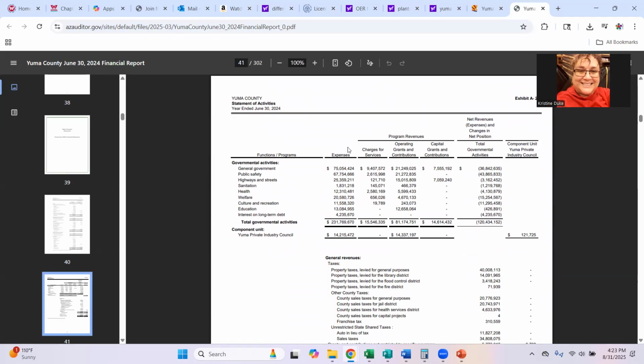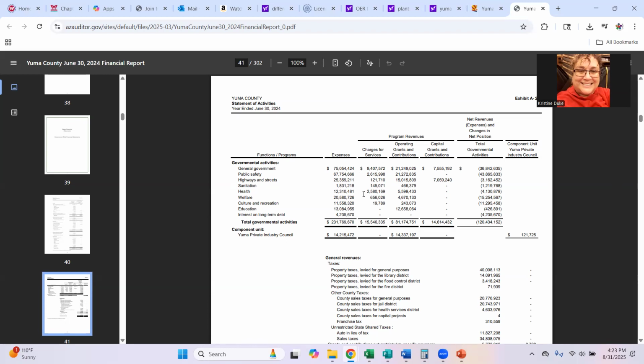And remember, I told you guys that they kind of break this down. This is a statement of activities. And when you look at this, notice it's not saying office supplies and this and this and this. It's basically telling you the departments. This is the function, the programs, general government, public safety, which is firefighters, your ambulances, your police, highways and streets, sanitation, health, welfare, culture and recreation, education, interest on long-term debt.